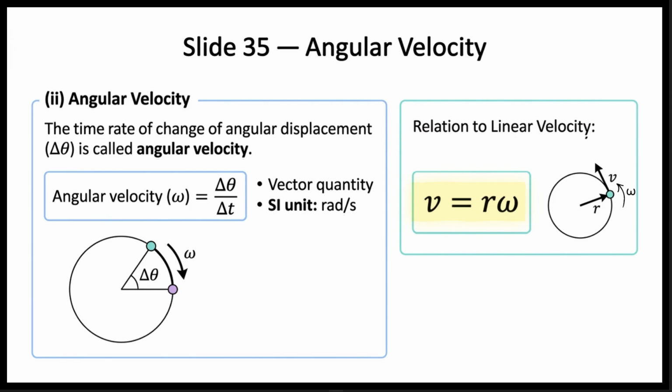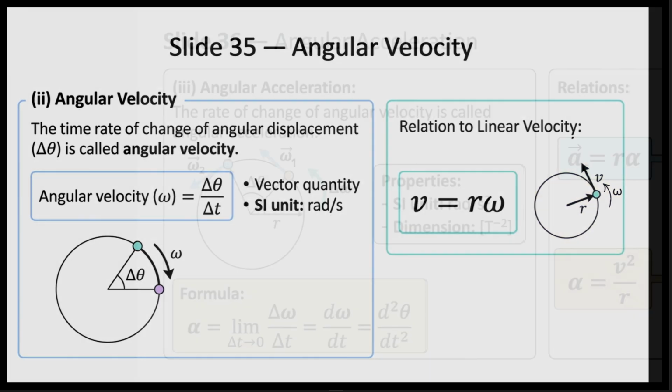At radius r from the center, linear speed equals the radius times the angular velocity. This means points farther from the center move faster in terms of linear speed, even while sharing the same angular velocity as points closer in.